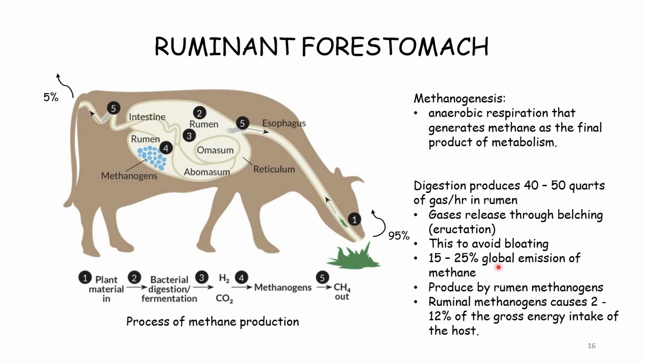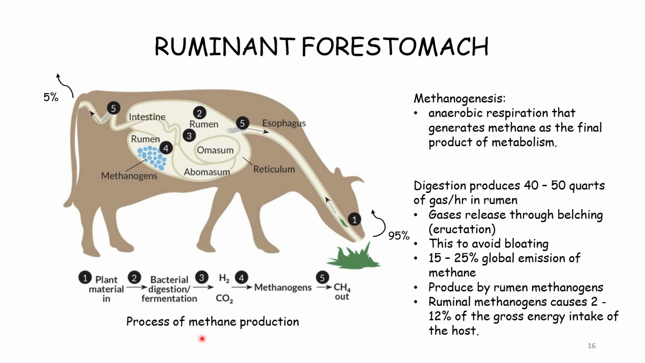15 to 25% of global methane emission. So by rearing our ruminant animals, usually 15 to 25% of global warming or global methane emission can happen, produced by rumen methanogens. Ruminal methanogens cause a loss of 2 to 12% of the gross energy intake of the host.